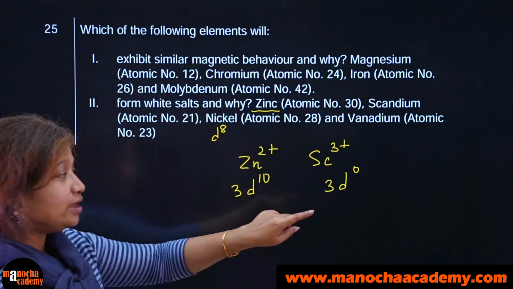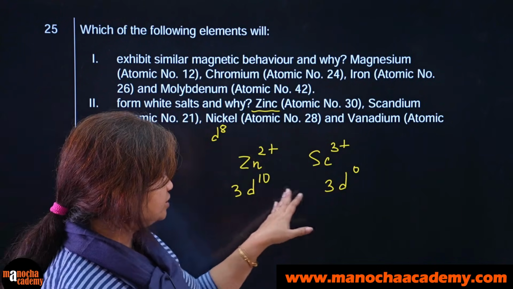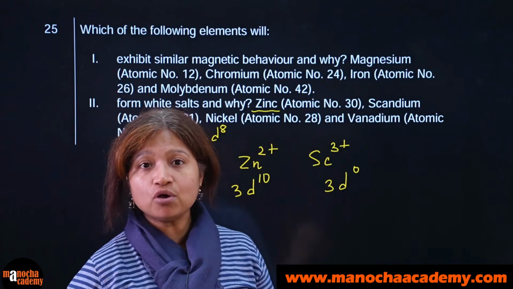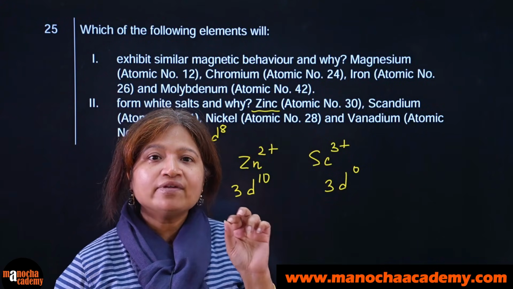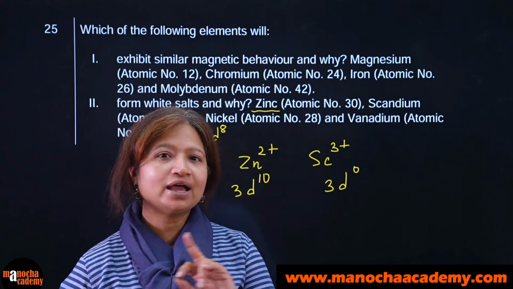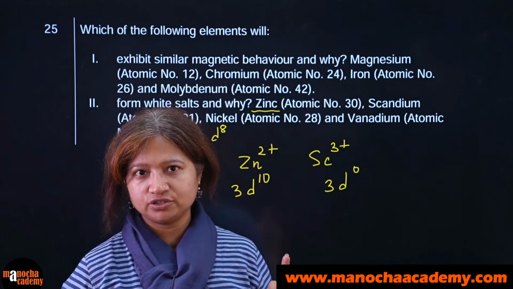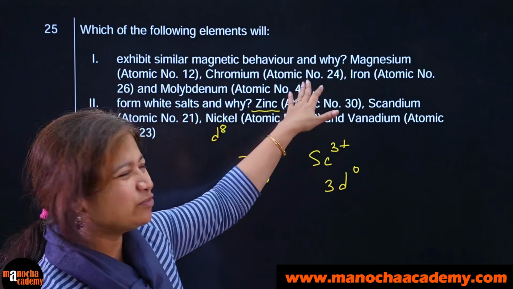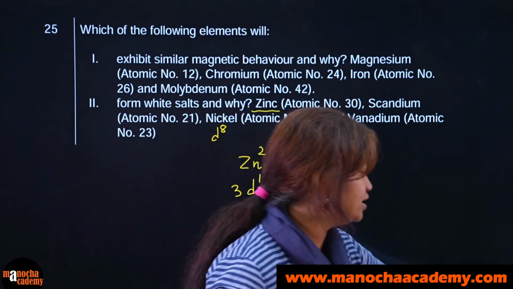You are answering as well as giving the reason. For these two, the reason is that you mention the 3d10 and 3d0 configuration, so no d-d transition is possible. That must be mentioned in your answer. Without that, you will not get any marks for justification. And this I already told you, I am not finding it out with configuration, we look at the answer directly.